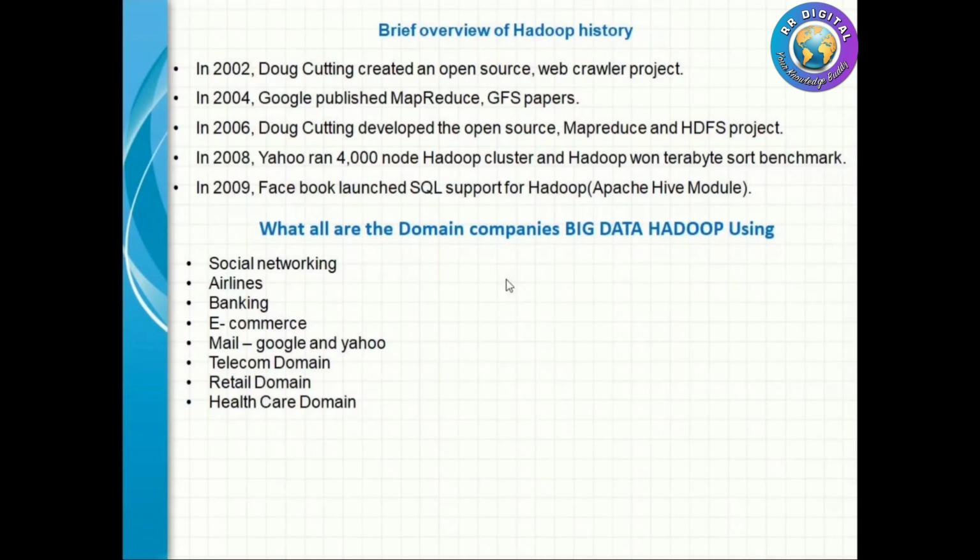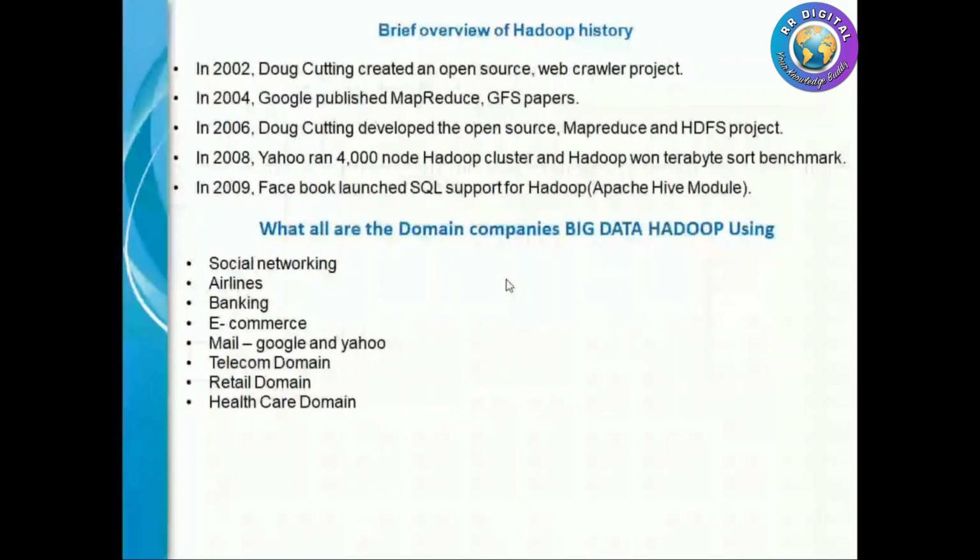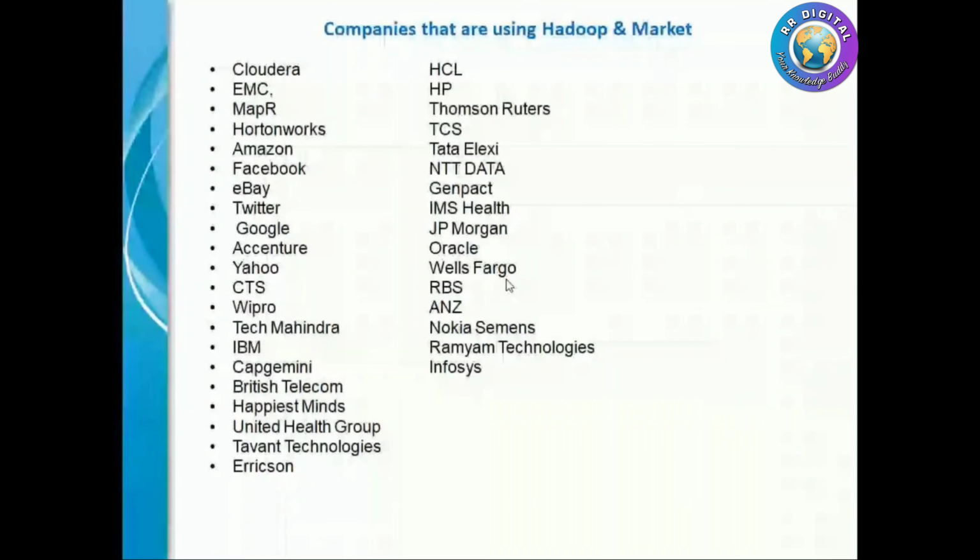And what domain companies are using big data Hadoop? Social networking companies, airline companies, banking domain companies, e-commerce, retail, telecom, healthcare domain related companies also. Nowadays there are many domain companies, but here I specified only a few. And coming to companies that are using it, earlier only 50% of companies used big data Hadoop, but now almost 90% of companies are using it. These are the main companies I specified for your reference.